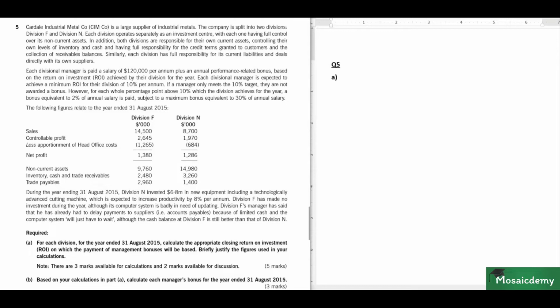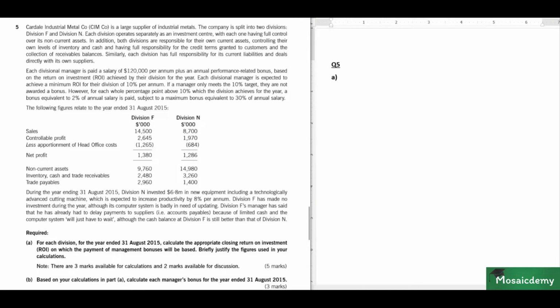But let's just quickly read through it just so that we have an overall idea about how things are. So it says Cardell Industrial Metal Co. is a large supplier of industrial metals. It has two divisions, Division F and N. Each division operates as an investment center, and as we know, just for recap purposes, investment centers, we do their performance evaluation usually based on the ROI, okay?